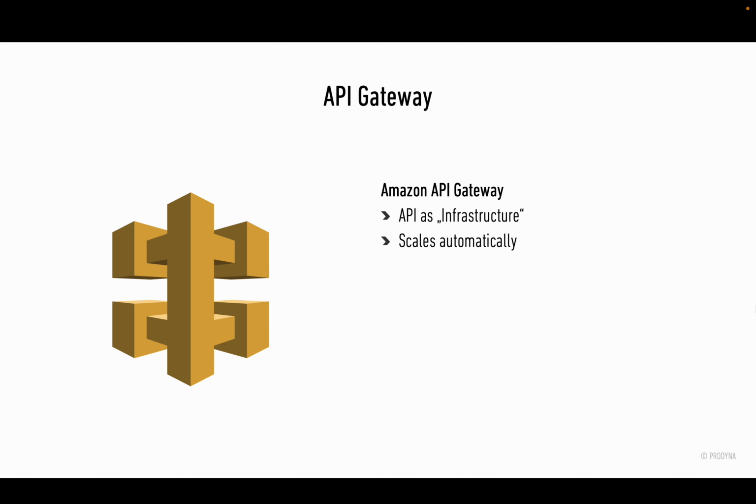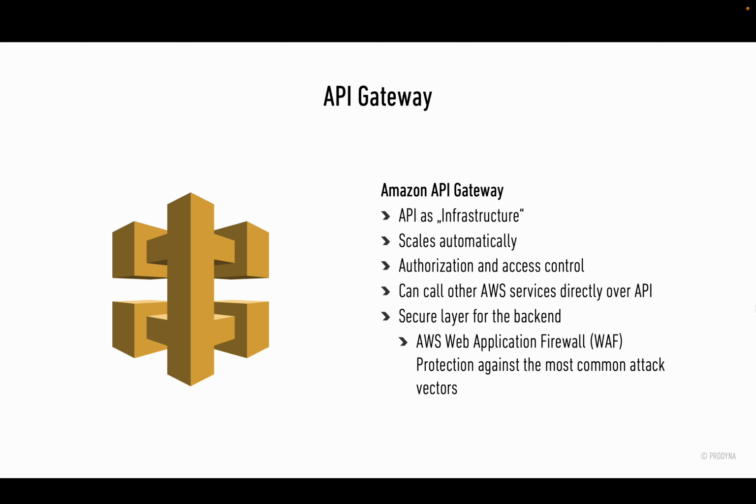Got some nice features. It scales automatically, authorization and access control in combination with Cognito, for example. And it's very easy to call other AWS services from the API gateway. And in this project, we use the API gateway as a secure layer for our backend in combination with AWS Web Application Firewall to protect against the most common attack vectors.